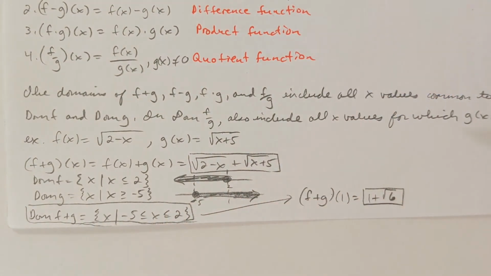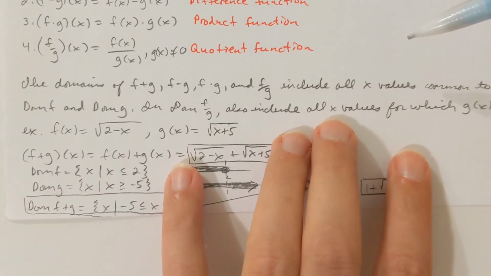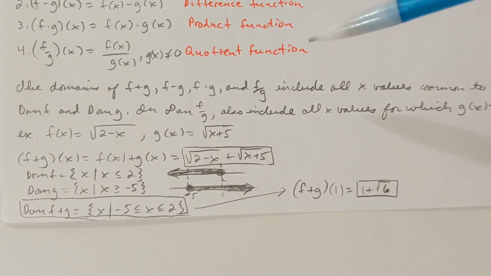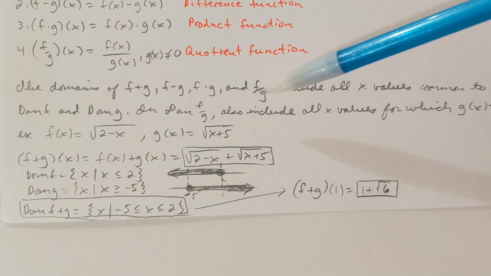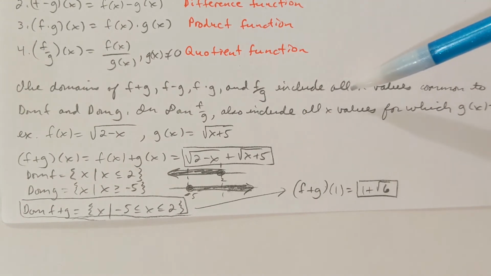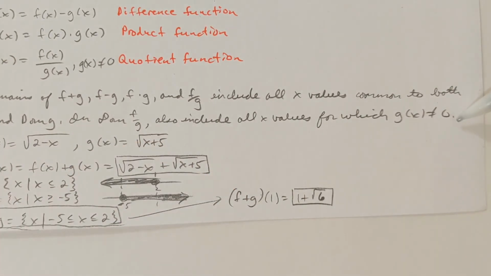The domains of f plus g, f minus g, f times g, and f divided by g include all the x values common to both the domain of f and domain of g. In the case of the domain of the quotient function, also include x values for which g of x is not equal to 0.